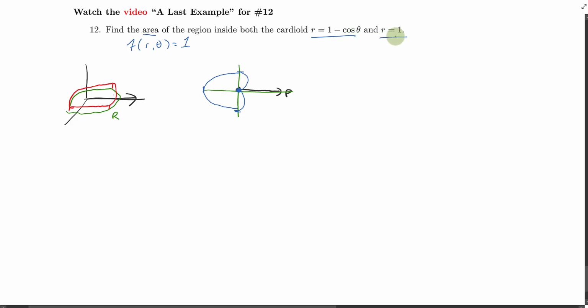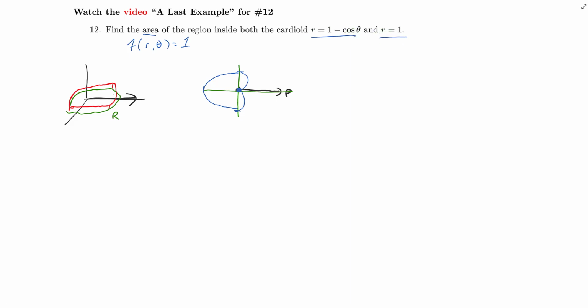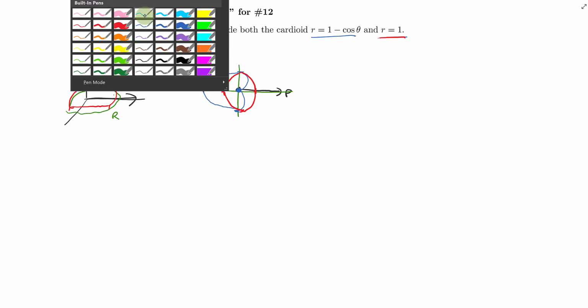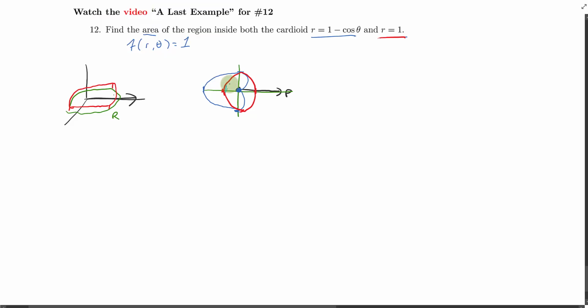Easier to graph is the graph of just r equals 1. That's simply a circle with a radius of 1. And so let's see here. Here's maybe 1, here's 1. So we sketch this circle. Here we've got the circle of radius 1. Then what are we trying to find here? Well, we're trying to find this area in between the two curves.